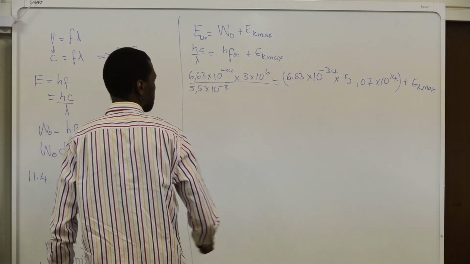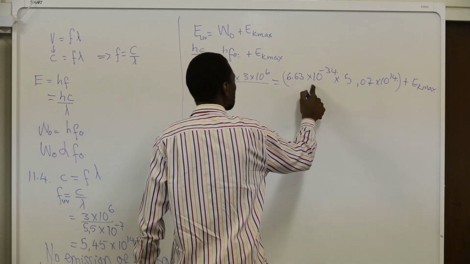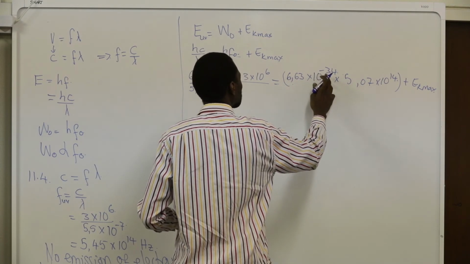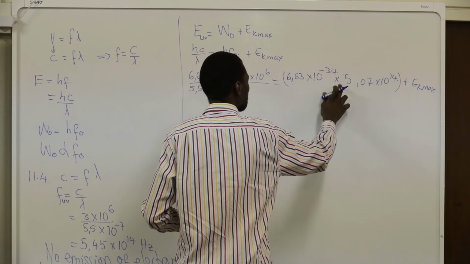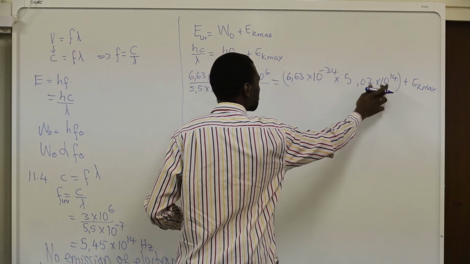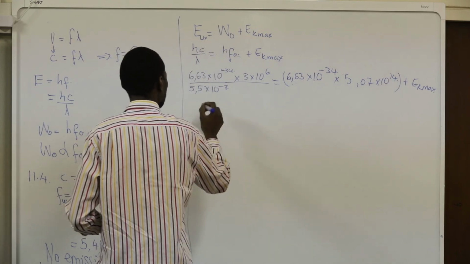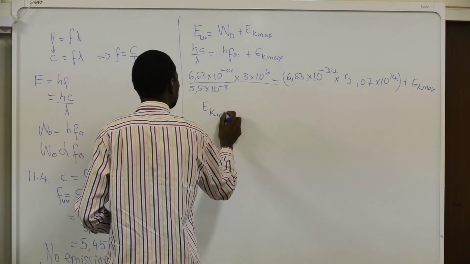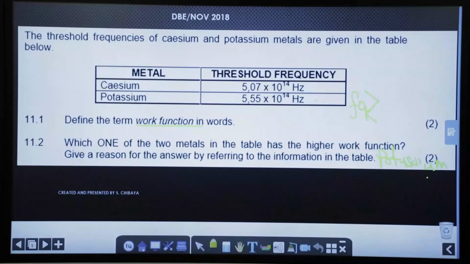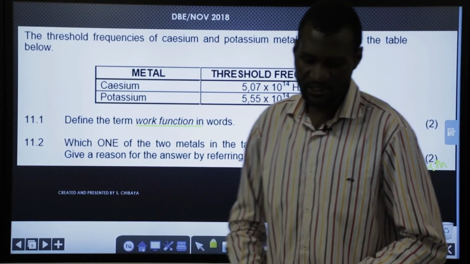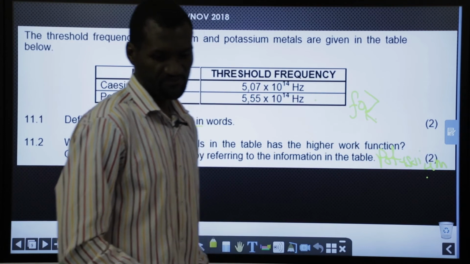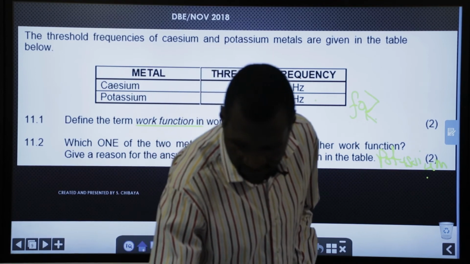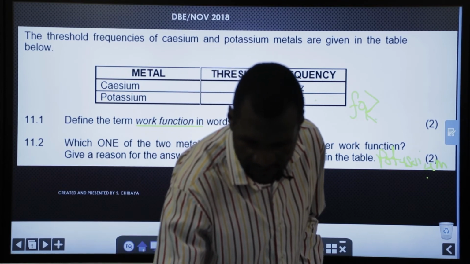of the UV light is equal to 6,63, which is the value of h, multiplied by 10 to the power of negative 34 times 5,07 times 10 to the power of 14, added to EK. If you solve that, EK max is going to be equal to, try it on your own, attempt it on your own, find the value of EK. What is the value of EK there? All right, do your calculation. I'll try my own calculation here.